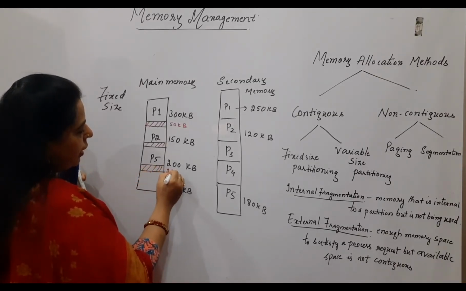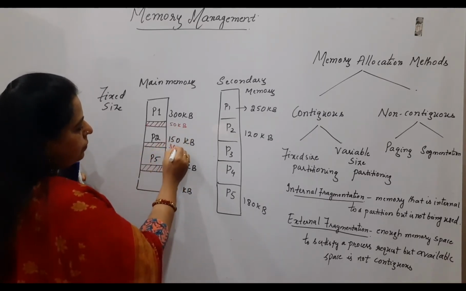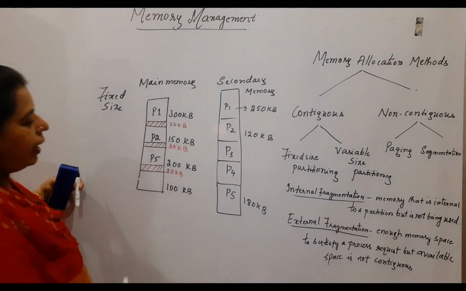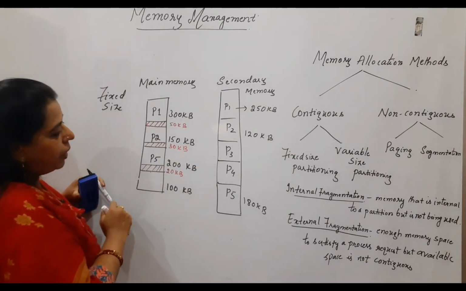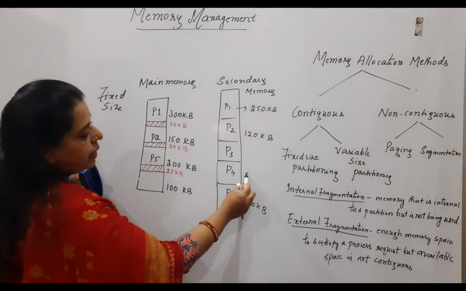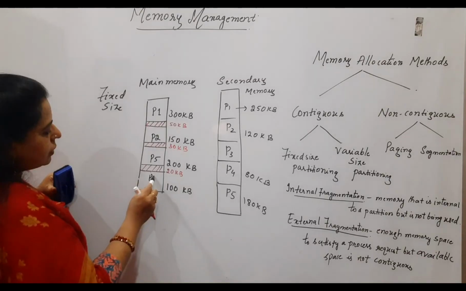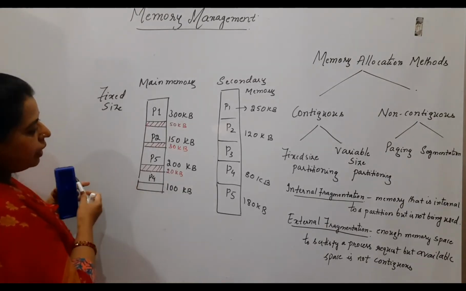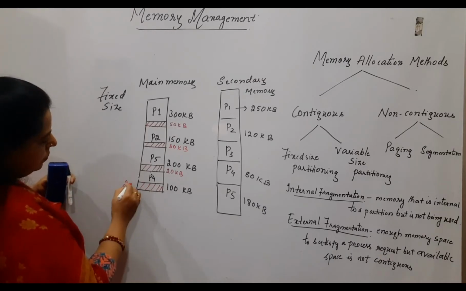So here you are getting 20 KB, and in the previous partition you got 30 KB. And let us assume that another process P4 is also moved to the main memory, and P4 size is, let us assume, 80 KB. Then when P4 is allocated here, there is a leftover space of 20 KB.